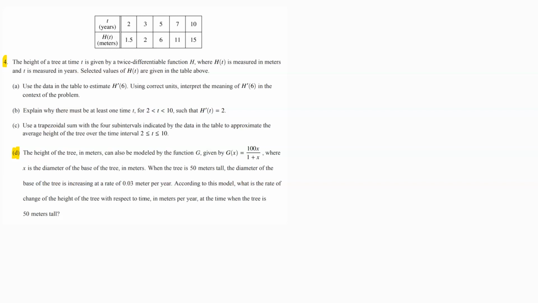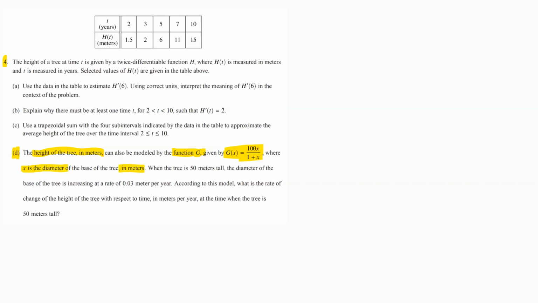Alright, so diving into D here, D kind of switches up. It's almost like you can ignore everything that happened before this. Because what they're doing is they're going to give us the height of the tree in meters, can be modeled by this function g. So we've got a new height function, which is g of x, and that's this equation right here, where x is the diameter of the base of the tree in meters.